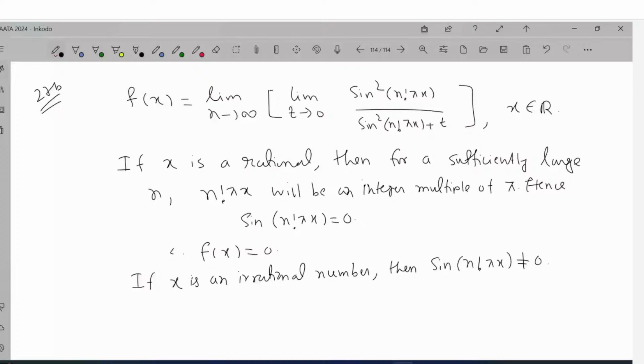So hence, the limit, therefore f(x) will be the limit as n tends to infinity, t tends to 0, of sine square n factorial pi x by sine square n factorial pi x. Cancel out, you will have 1. So ultimately, what is the function we are taking over here? Therefore, our f(x) is 0 if x belongs to rationals, 1 if x does not belong to rationals.